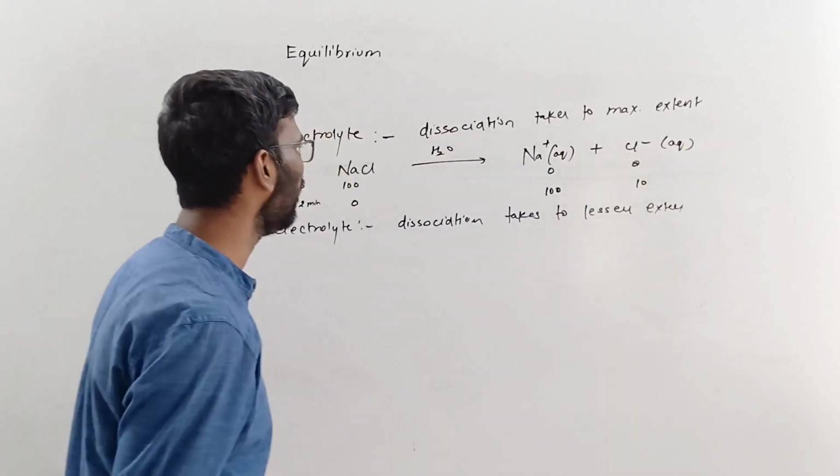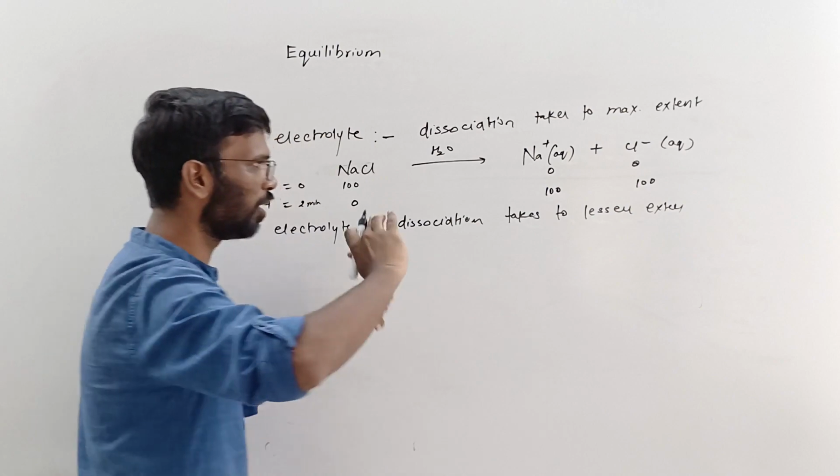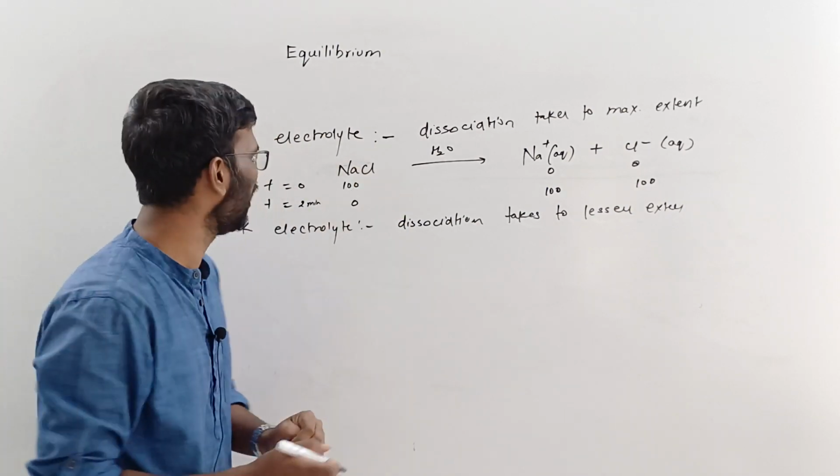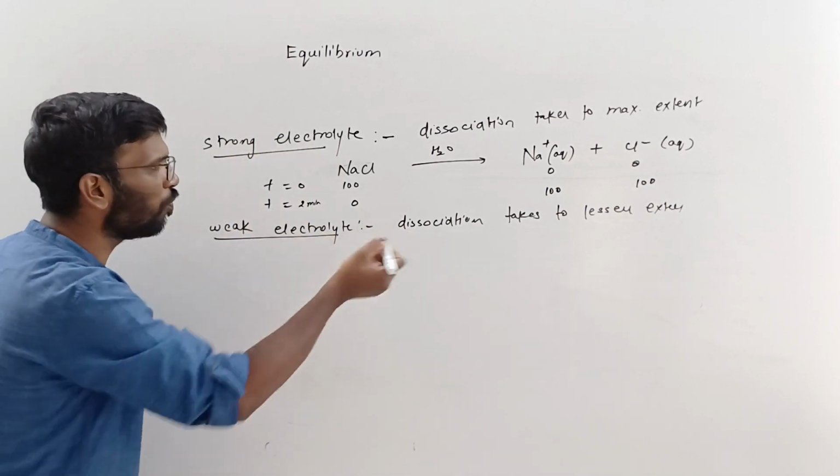Initially it is 0, right? So this is 100 Na plus and 100 Cl minus. This means all the molecules are getting split up. That is the strong electrolyte definition. And what is the meaning of a weak electrolyte definition?